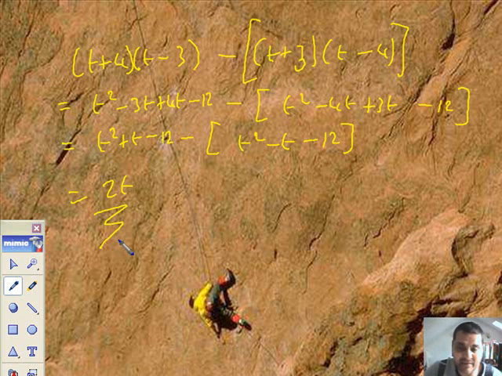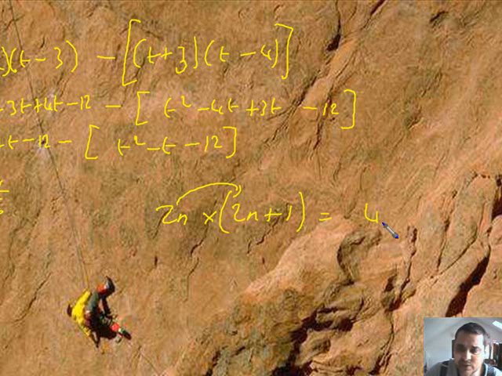I think I'll do 11. It says any even number can be written as 2n, and any odd number can be written as 2n plus 1. Show that the product of an odd number and an even number is always even. In other words, multiply these two expressions. So that requires a bracket. 2n times 2n, 4n squared. 2n times 1 is going to be 2n.